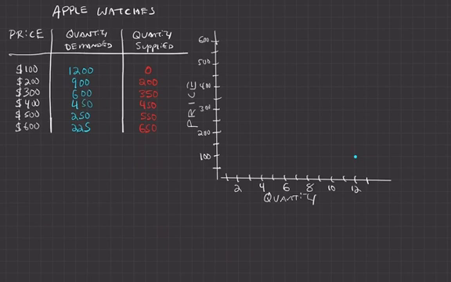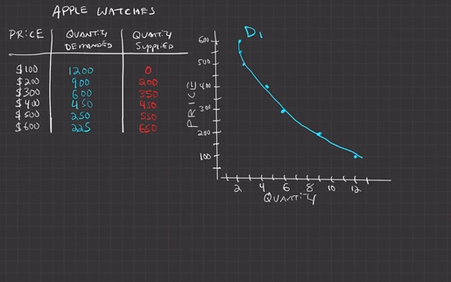At $200, 900 people want to buy one. At $300, 600 people want to buy one. And at $400, 450 people want to buy one. So that would be roughly about here. And at $500, 250 people want to buy one, roughly about there. And at $600, 225 people want to buy one, so up here. So we have a demand curve sloping downward to the right as we have studied before.